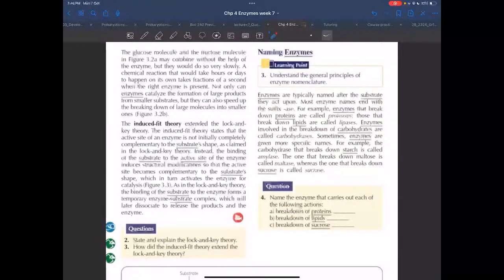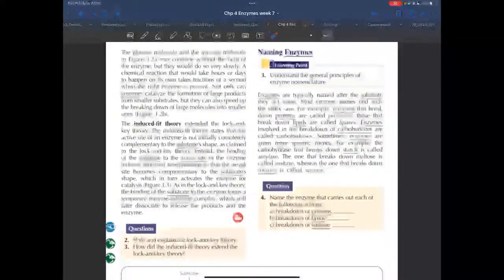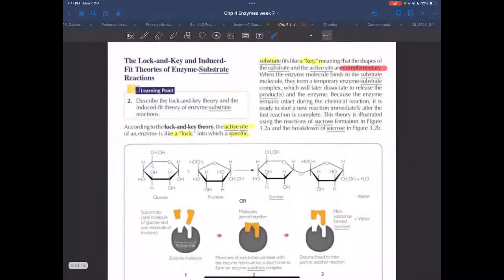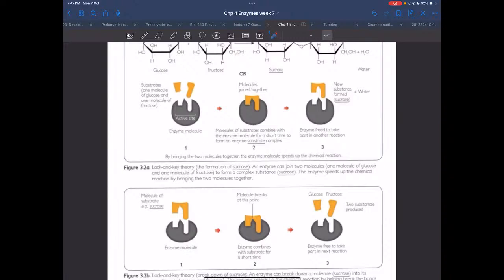If everyone understood the lock and key theory model, please let me know in the chat below. Okay. Jana said no. Okay, Jana, what don't you understand? Let me know so I can re-explain which part or just in general. Okay, let me just speak about it again. Okay? And let me know if you don't understand or not.